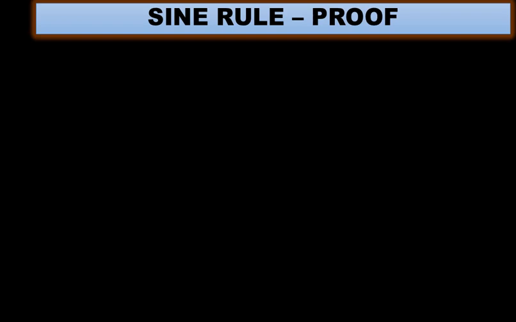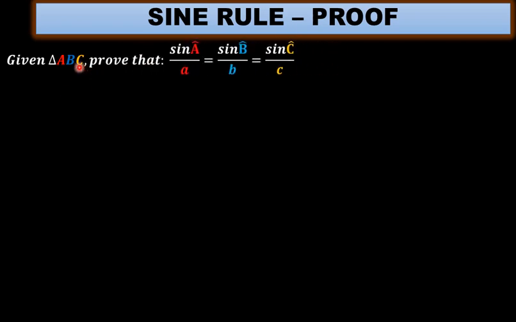The sine rule says, let's say you are given a triangle, and this triangle is triangle ABC. I'll use different colors so that you understand it better. A, B, C are your vertices of the triangle. So you are supposed to prove that sine A divided by a is equal to sine B divided by b, which is equal to sine C divided by c. Now I'm going to explain how you can easily remember the sine rule.